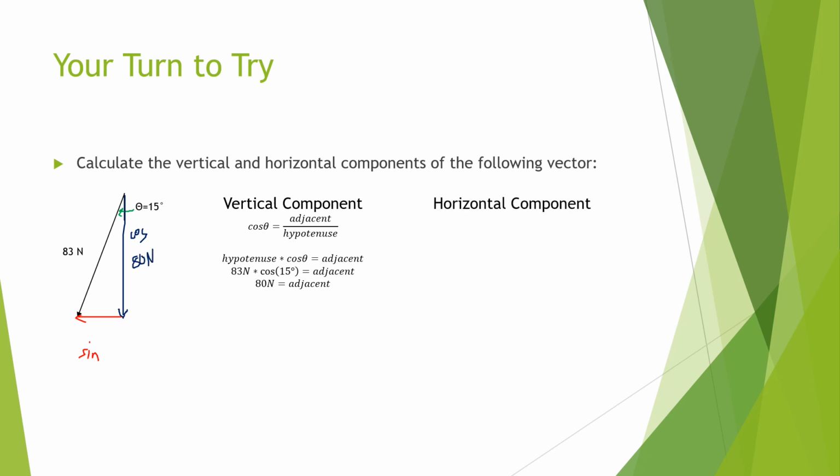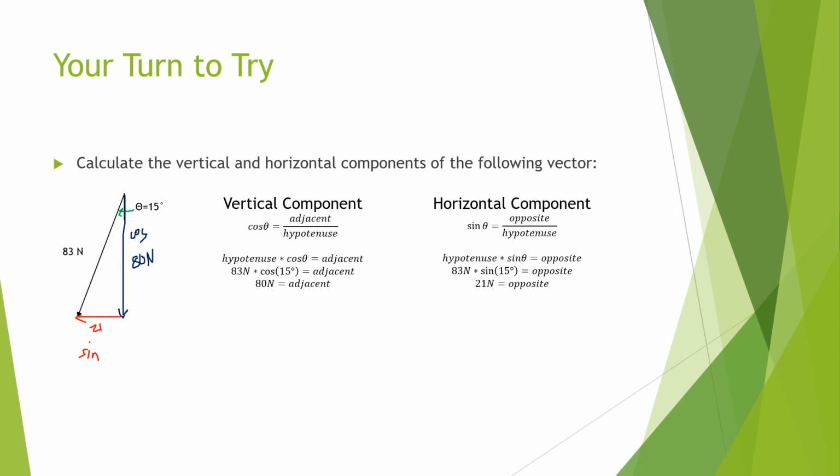For the horizontal component, it's the sine component, so I'm going to use the sine equals opposite over hypotenuse. Do my algebra, plug in the numbers. 83 newtons times the sine of 15 degrees gives me 21 newtons.